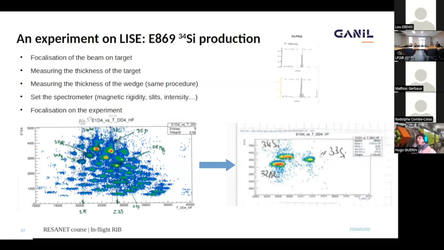So here is a plot of what we had in D4. D4 is after the first two dipoles. It was without wedge, without degrader, and then by adding the degrader, we can have this. You see, only these nuclei. So for this special experiment, we only wanted silicon 34, and that we achieved in the last room, D6, by moving the slits also.